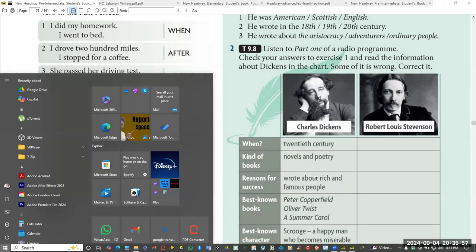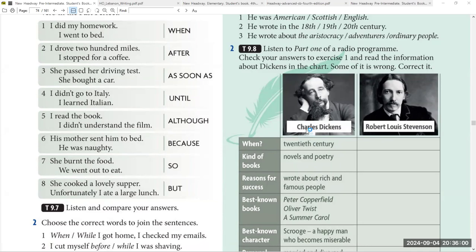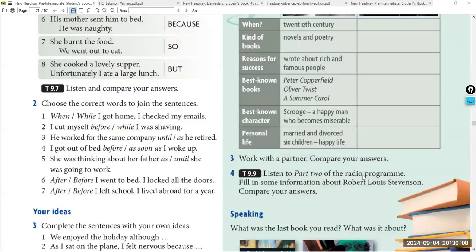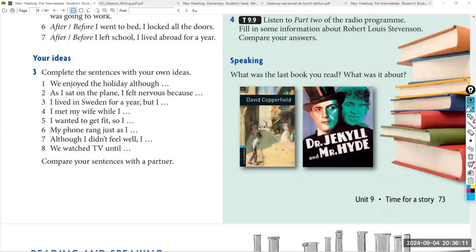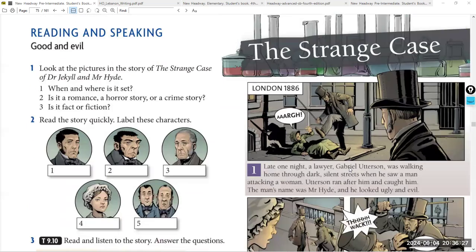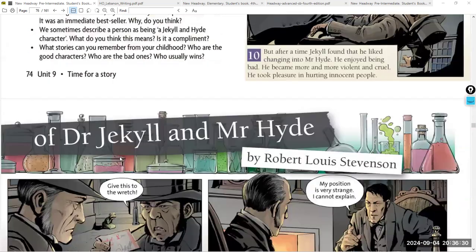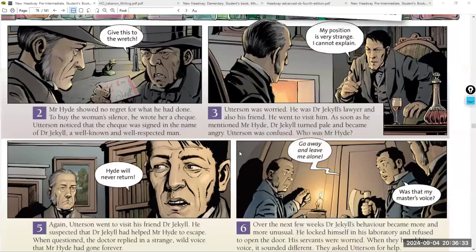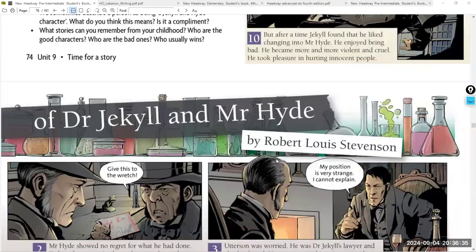Okay, so after discussing the information about these two writers, Charles Dickens and Robert Louis Stevenson, now I think we have to start talking about something new. Now, we will listen to the story of Dr. Jekyll and Mr. Hyde. This is the story which is in the next page. Now, the title is The Strange Case of Dr. Jekyll and Mr. Hyde. Now, this is the whole story.